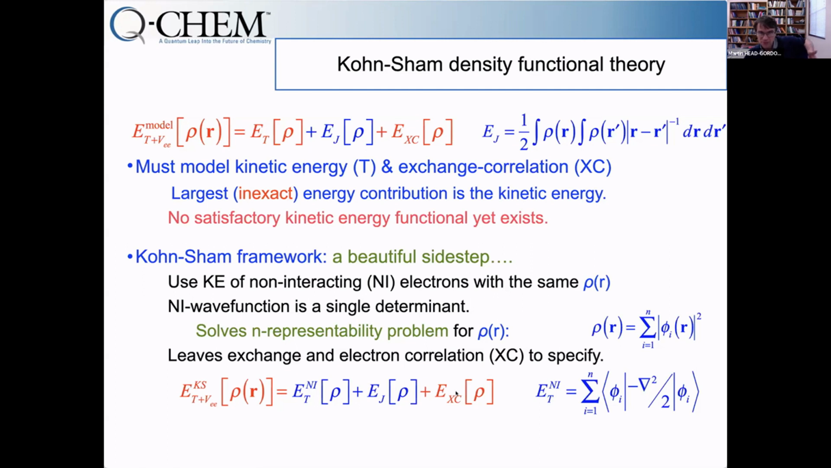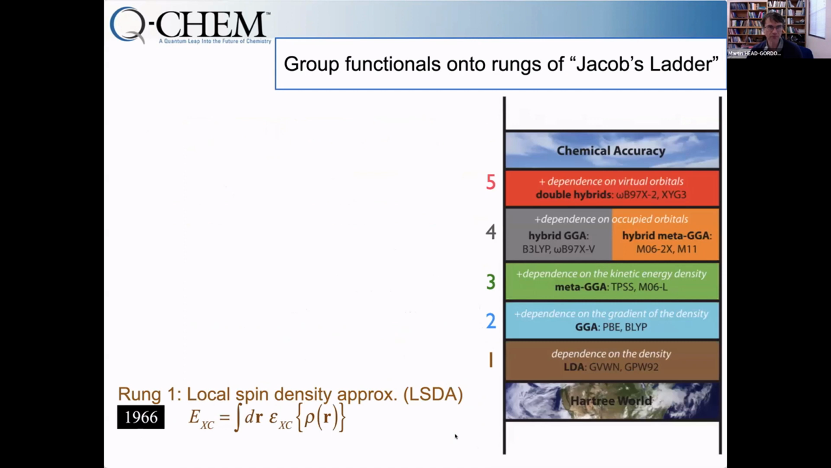But this is infinitely better because now the three biggest terms are exact, and we're making approximations to smaller terms, which is good. So the functional design problem in Q-Chem DFT is modeling the exchange correlation energy alone.